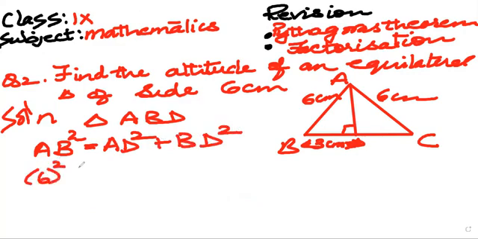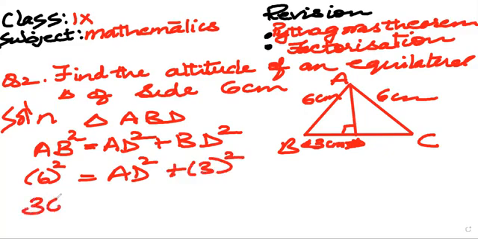So you can write 6 square. AD we have to calculate, so we will write as it is. You can take that X also or you can keep it like this only. And BD is 3. So you can write 3 square. Fine. Now let's solve it. 6 square is 36. And AD square will remain as it is. And 3 square is 9.